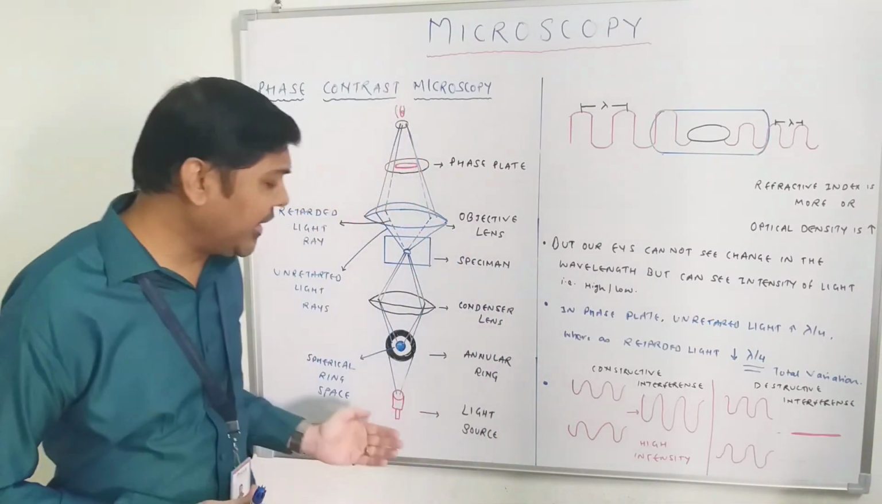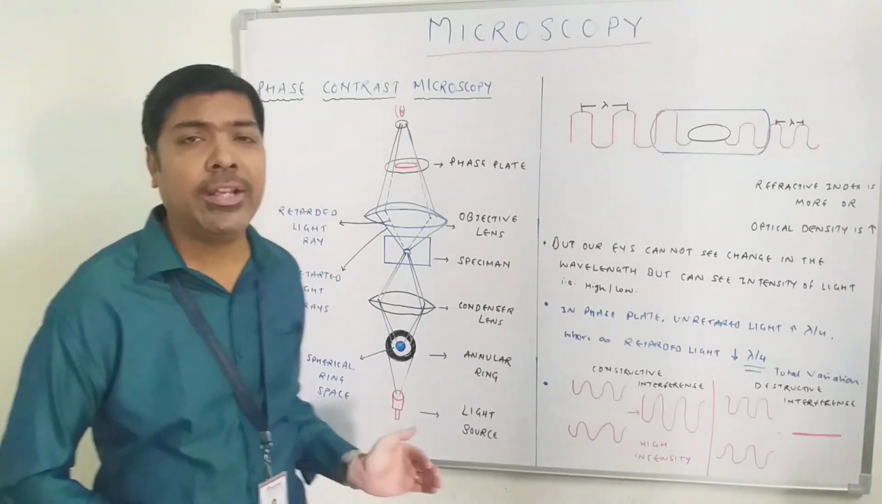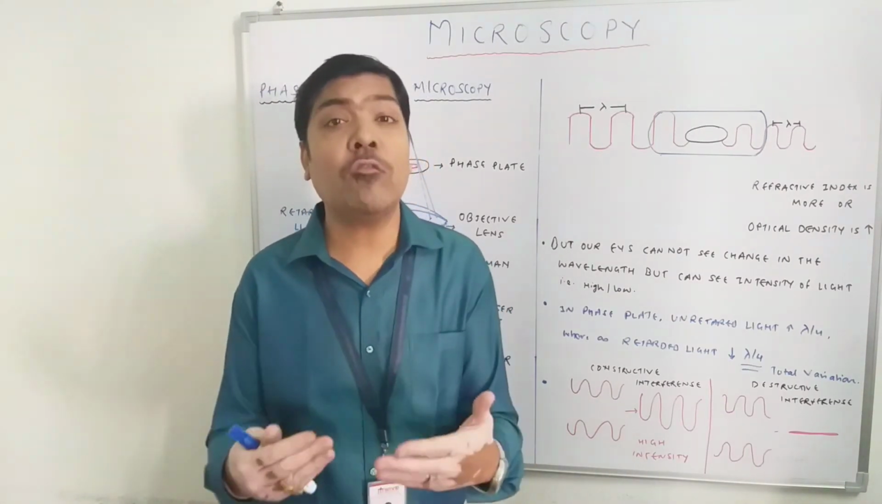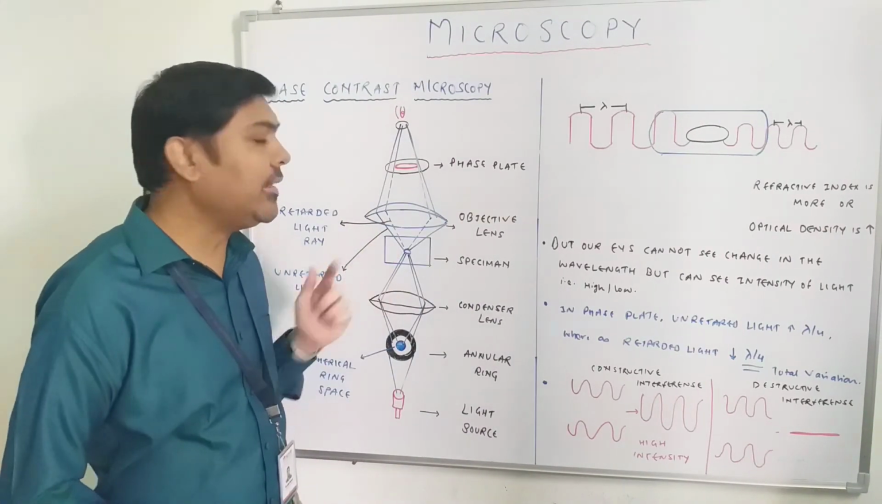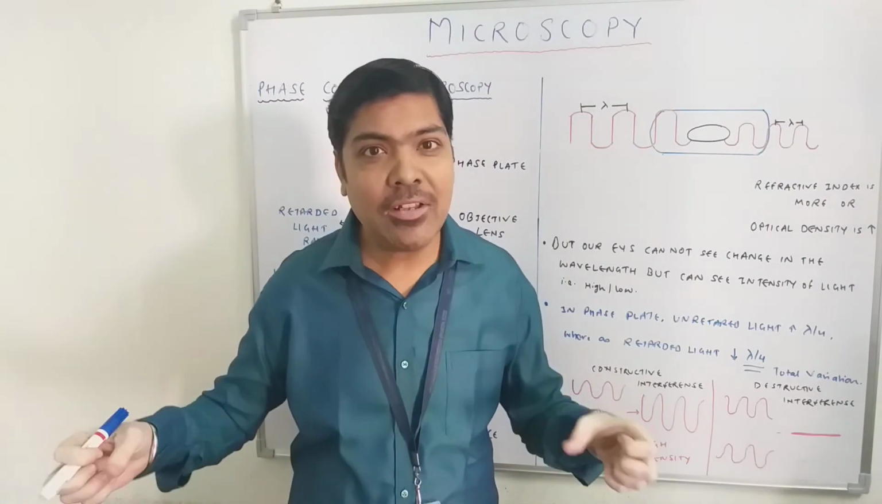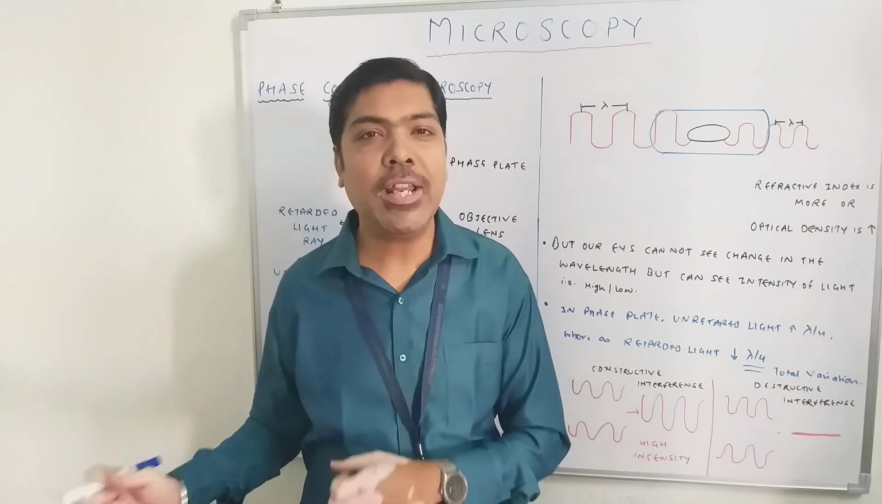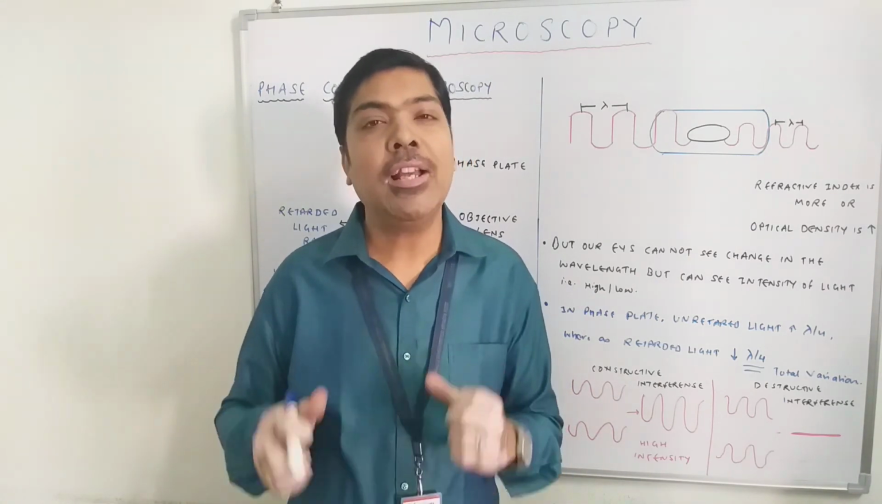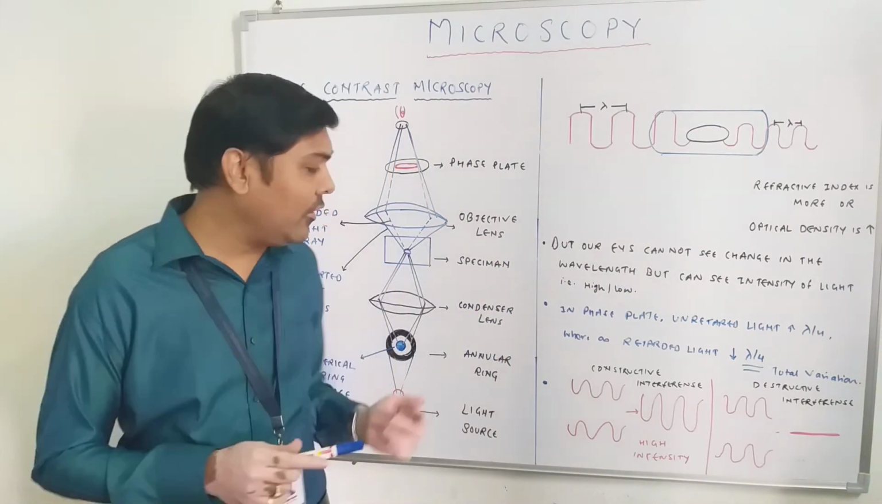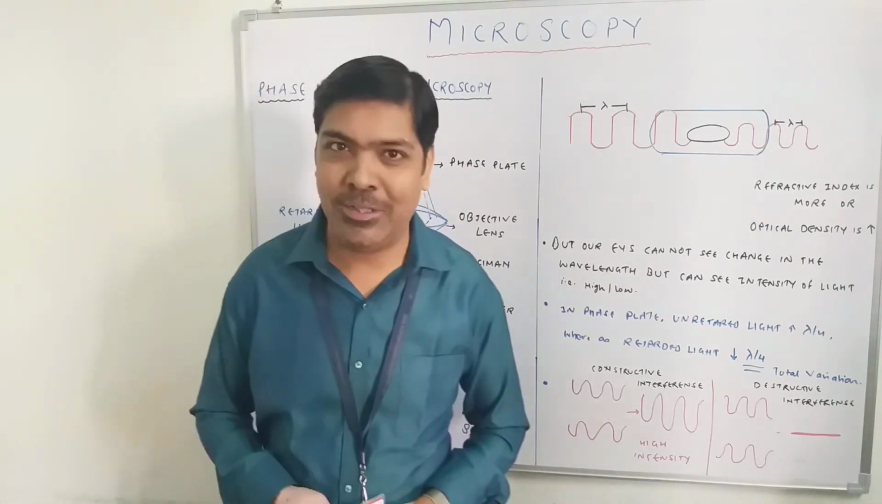So whatever light source we are using, accordingly it will generate a wavelength, and that wavelength will be focused towards the specimen that we have kept in the specimen section. So light, when generated from the light source, will enter the annular ring, then enter the condenser lens, and from the condenser lens it will be focused towards the specimen.